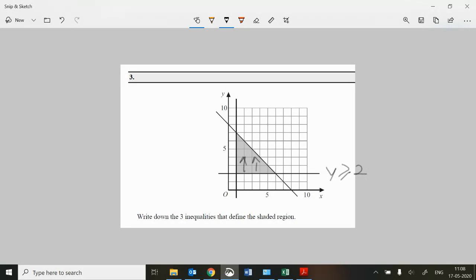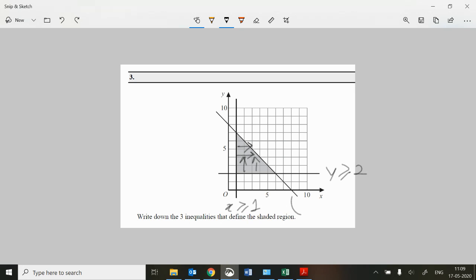Now for the other line over here, this is when x is equal to 1. But again, we're going to want where this gets bigger towards the x. So this is going to be when x is greater than or equal to 1. Fantastic. So the harder line here to deal with is this line here.